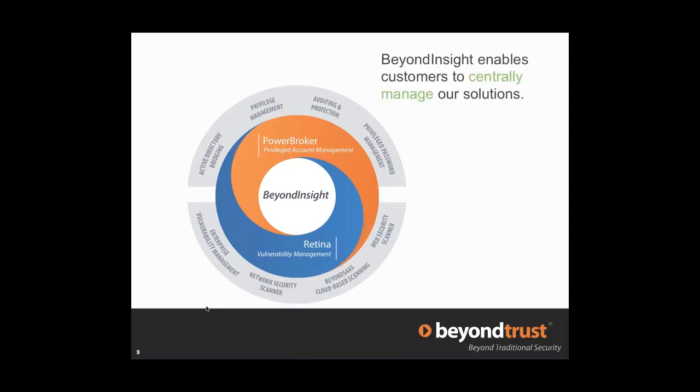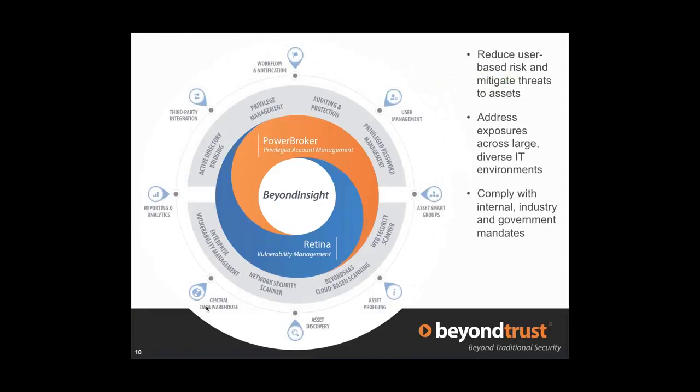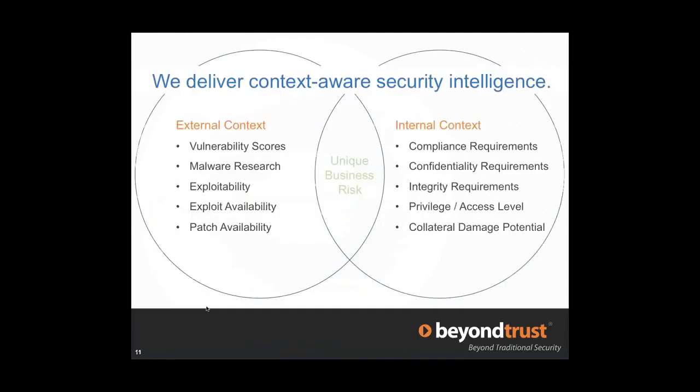So with Beyond Insight, we layer in an overarching risk management platform, and that provides centralized management for many of our PowerBroker and Retina solutions, allowing them to talk to each other, allowing you to aggregate data from our multiple solutions and boil that up into analytics and reports. And it also brings in some centralized capabilities like asset discovery, profiling, and grouping, reporting and analytics, like I just mentioned, workflow and ticketing, and then, of course, that data sharing between our solutions for vulnerability management and privileged account management. And the idea here is that Beyond Insight enables user risk to inform asset risk and vice versa. So, for instance, you can set rules within our PowerBroker for Windows product to automatically lock down access to a particular system based on the vulnerabilities found on that application that the user is trying to launch.